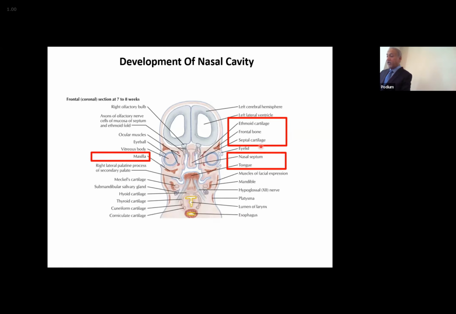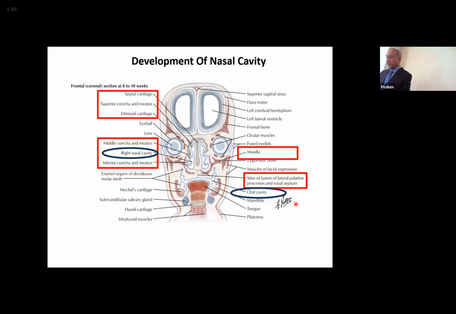Okay, now you can see the ethmoid cartilage, the frontal bone which is developing up there, and the septal cartilage, which is sitting right in the center. Okay, if we look further, you see that the septum has come down, and the two maxillary processes have joined together.